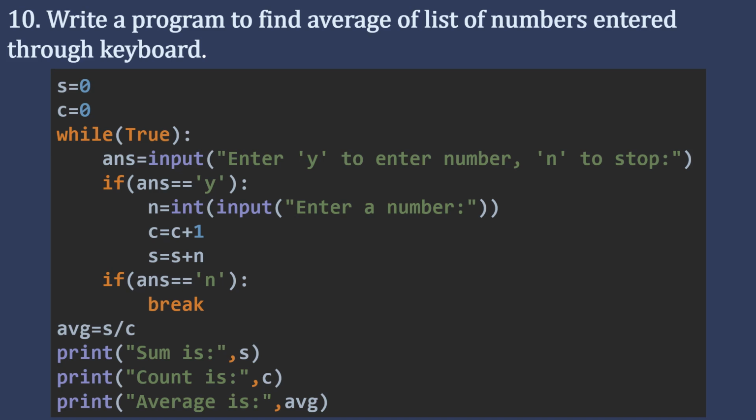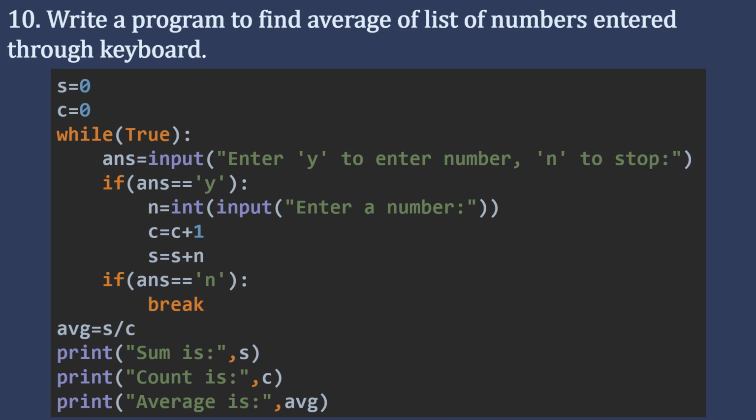First, we will take a variable s, which will store the sum of the numbers, initialized with 0. And c is a variable which will store how many numbers you have entered, so that is also initialized with 0. Now the condition is like this: while true. True is just a statement you can directly pass within the while loop. Then it will ask the user to enter a character y or n.